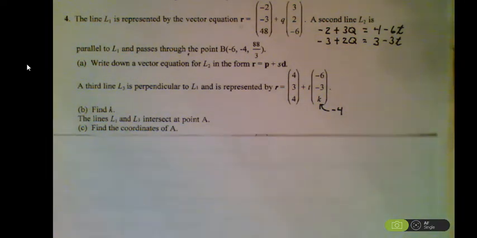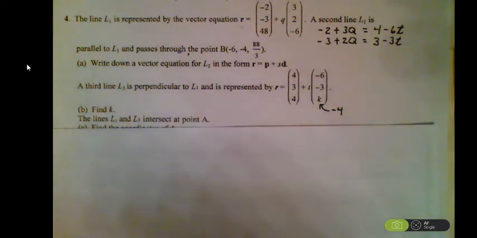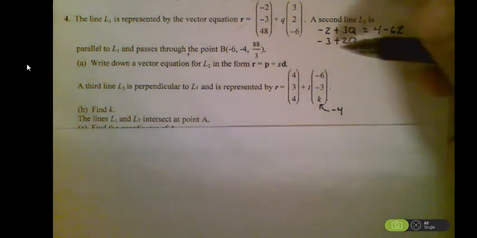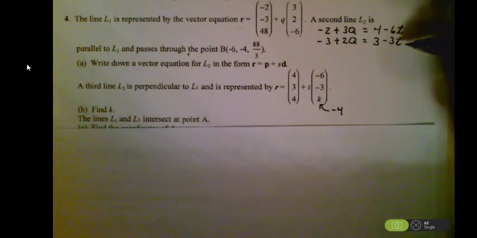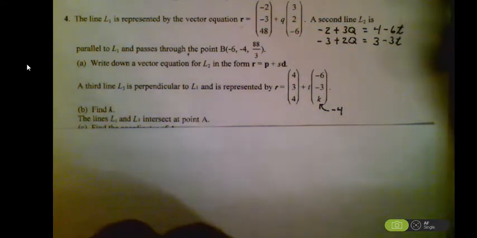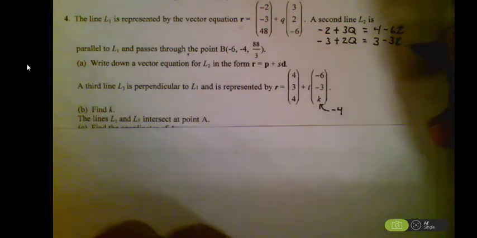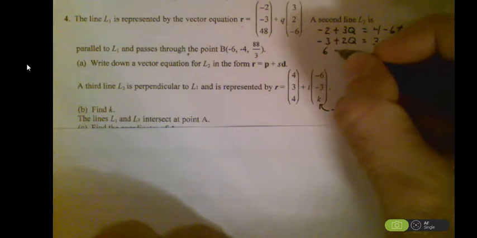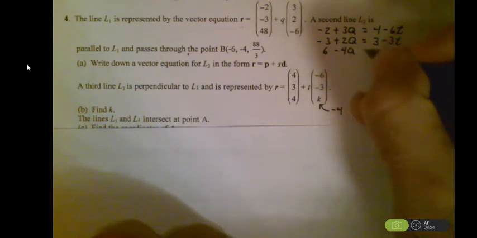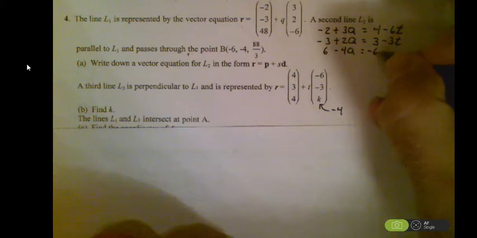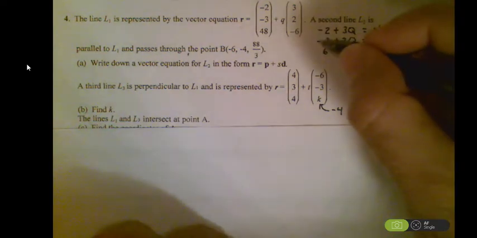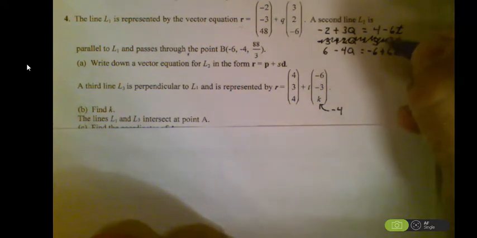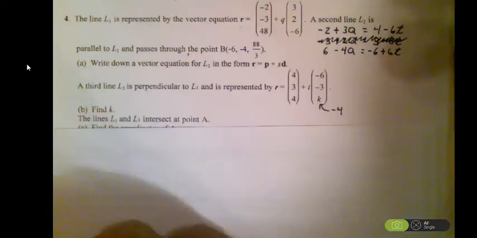You can use substitution if you want. You can use elimination if you want. To use elimination, you would probably have to multiply maybe the bottom equation times -2 in order to set that up for elimination. I'm just going to do that since I already have those kind of written out here. So I'm going to multiply this bottom equation by -2. That's going to give me a 6 minus 4q. And that's a -6 plus 6t. So I took that equation, multiplied everything by -2 to get my new equation.